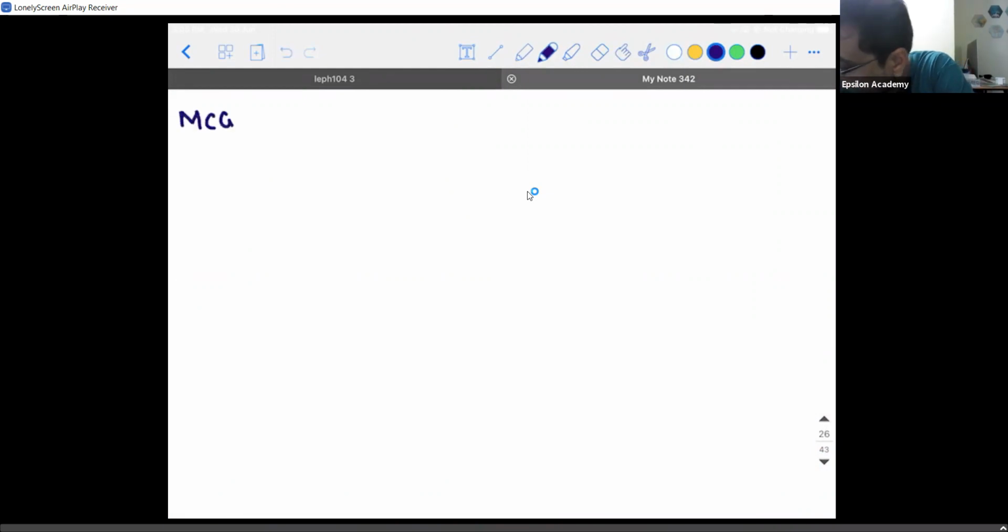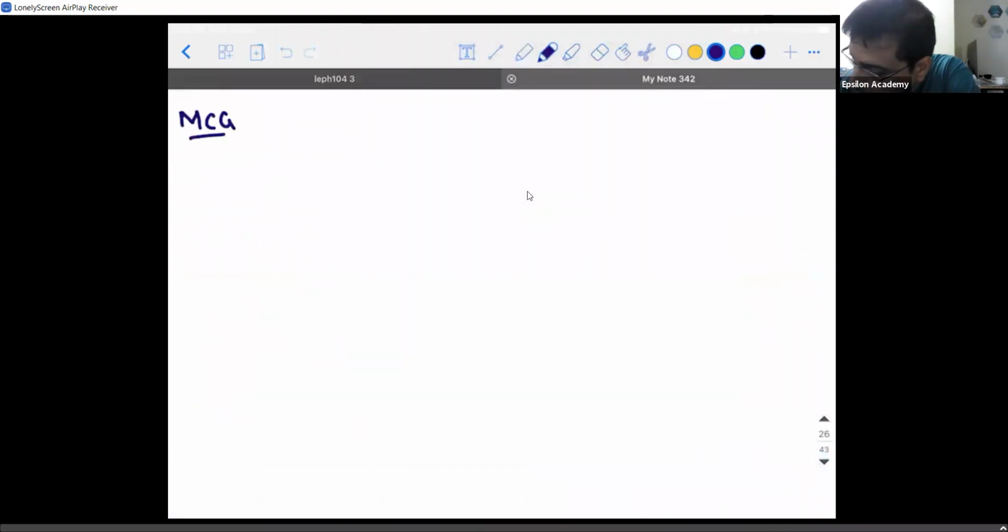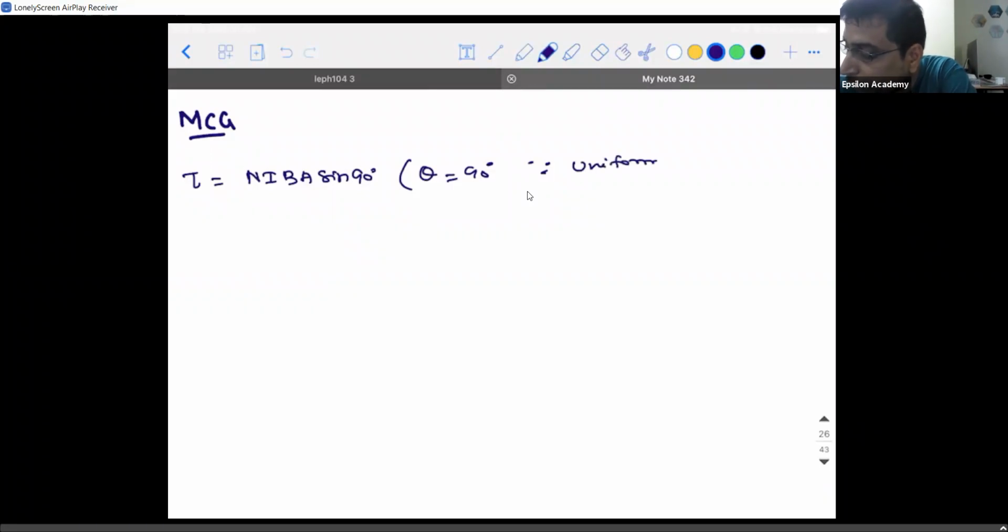For a moving coil galvanometer, the torque produced is how much? NIBA sine 90. Why are we putting 90 degrees? Theta is 90 degrees, since what kind of a field do we have there? We have a uniform radial magnetic field, right? So this is one thing.